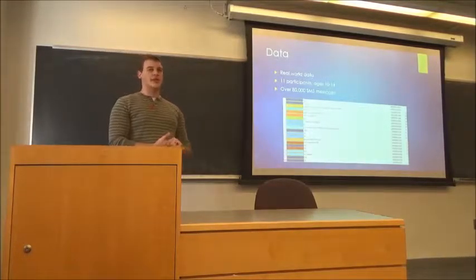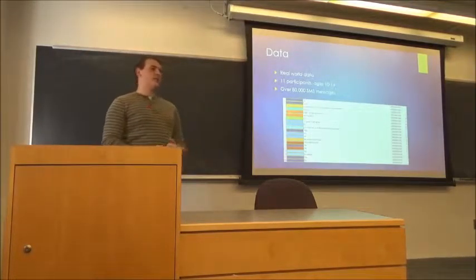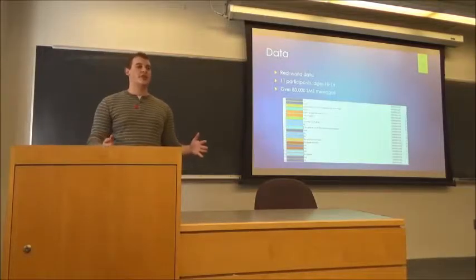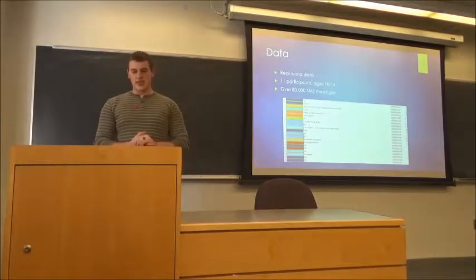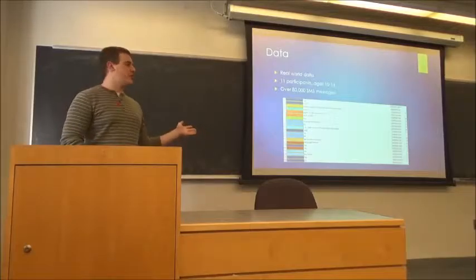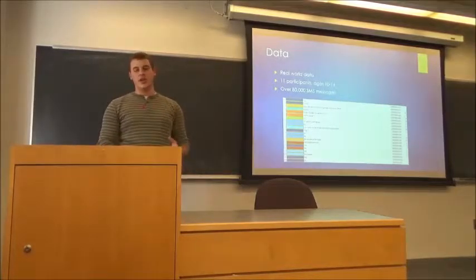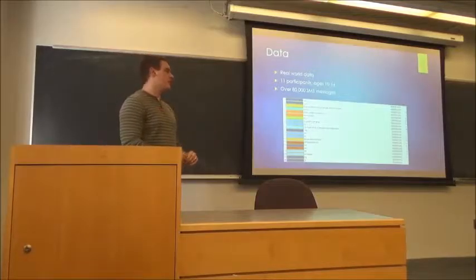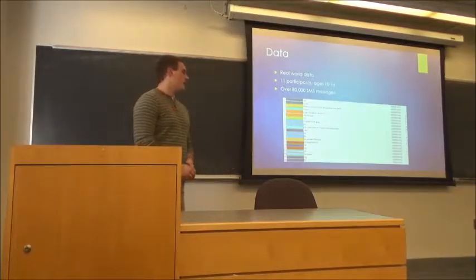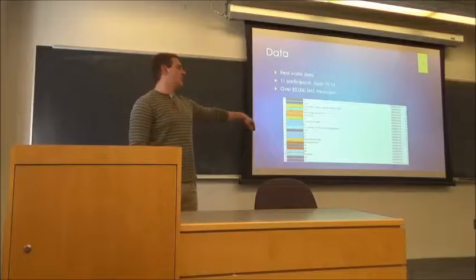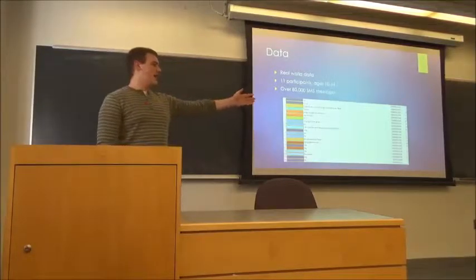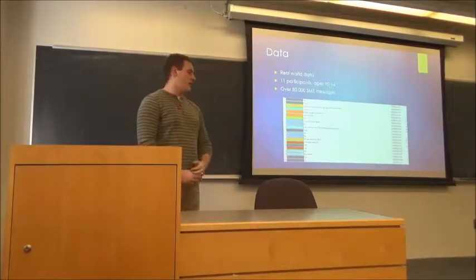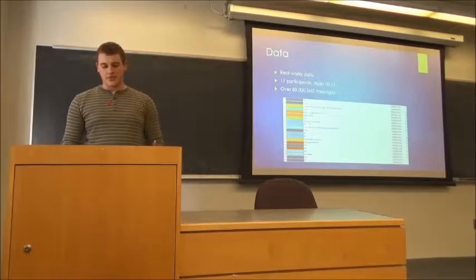So we used real-world data. We had 11 participants between the ages of 10 and 14, and this was actually going on before my research started, so by the time I got to it, there were 80,000 text messages to go through. And this is sort of what it looked like: the phone number on the left, the message, a timestamp, and then what I manually sorted as to what's a conversation.